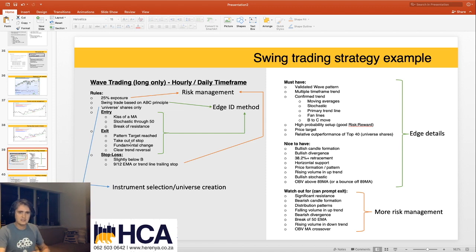It says that an edge is nothing more than a set of variables that determines that the probability of one thing happening over another is higher. So an edge is basically just a set of rules that we make, that we try to use to put the probability of success in our favor. When those variables are in place, we have an edge in the market, and as long as we only trade on those edges, we should be successful. So, all right, cool.